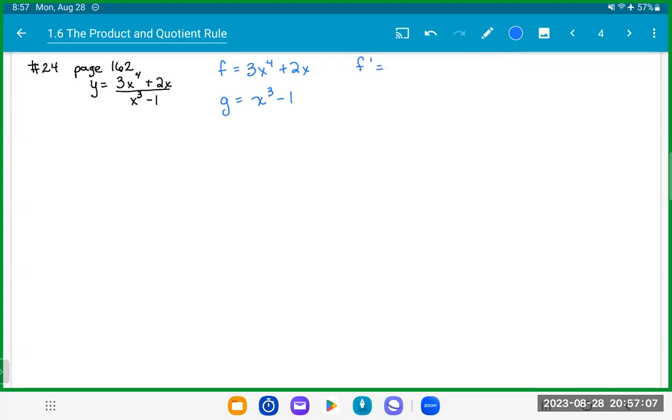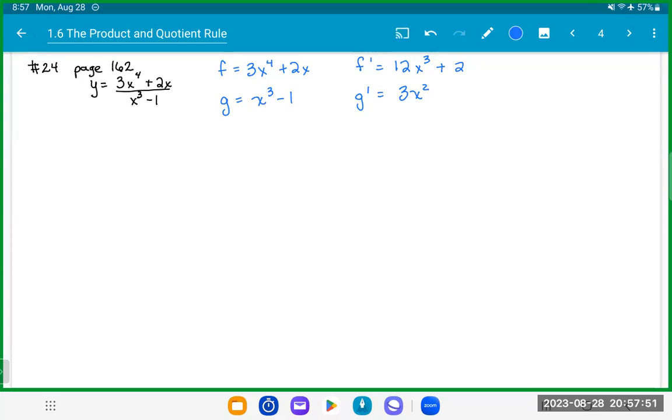So f prime, the derivative, that's 4 times 3 is 12 x to the 4 minus 1, which is 3. Plus 2 times 1 is 2 x to the 1 minus 1, which is x to the 0, so that would be a 1. Okay. My g prime is equal to 3x squared, and then that constant, the derivative of a constant is 0, so it would just be 3x squared. Any questions on how I picked out the f function, the g function, and then did the derivatives of each?